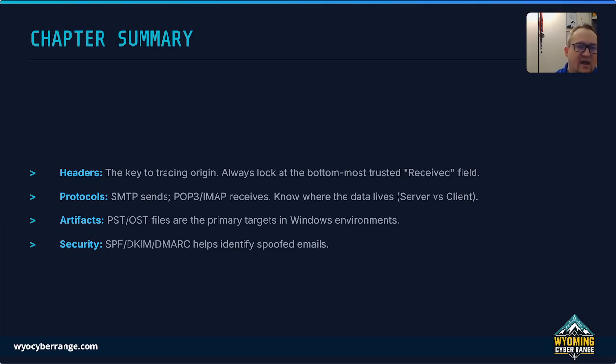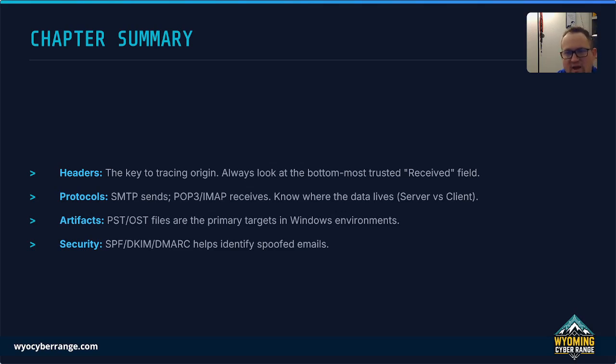We need to know that headers are going to be key to tracing origins. So you're going to look at the bottom-most trusted Received field. Remember, go bottom up to find the origin. And then we need to understand that POP and IMAP receive while SMTP sends, and know where the data lives, whether it's on the client or the server.